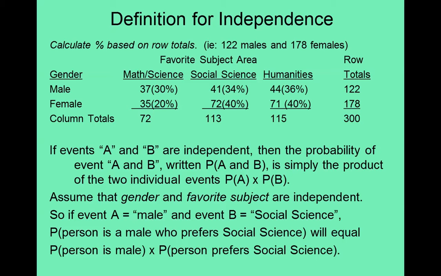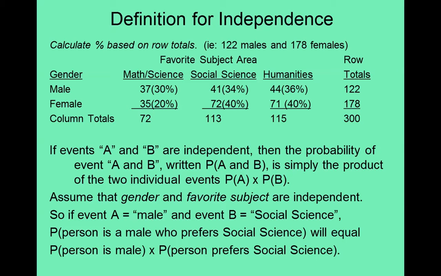Going through the same calculations for the females, 35 of the 178 females is 20% who chose math or science, 72 of the 178 represents 40% who chose the social sciences, and the remaining 71, again yielding 40%, selected the humanities as their favorite subject area. Now the percentages were calculated based on the row totals, the 122 males and the 178 females. It's not always based on row totals though. It depends on which variable you select to create the percentages.